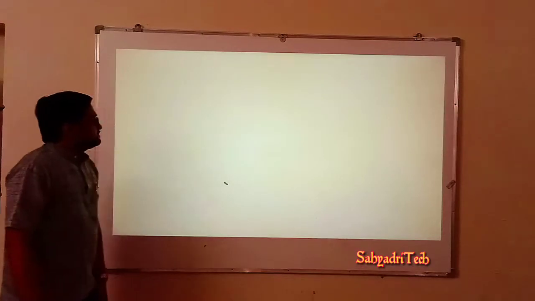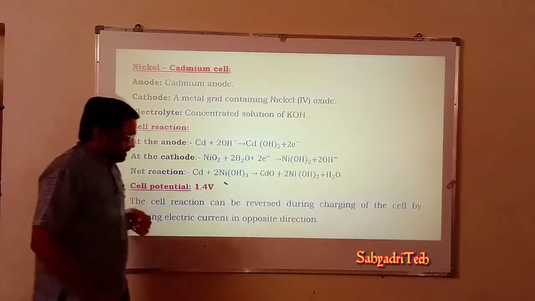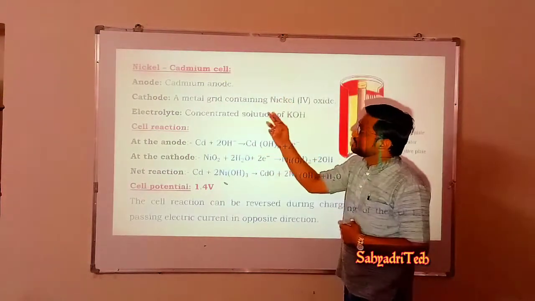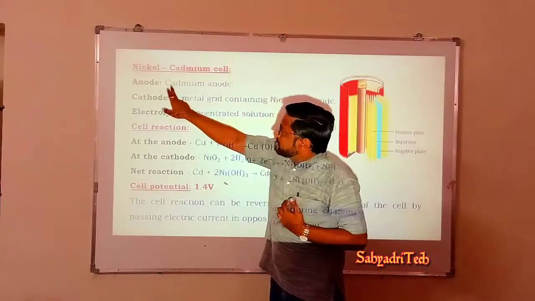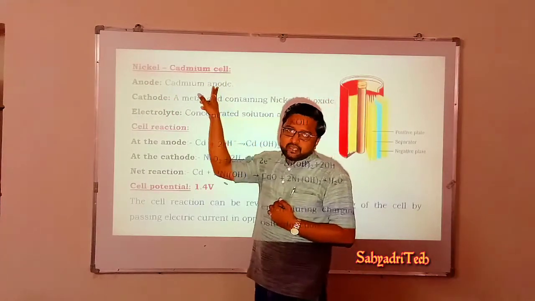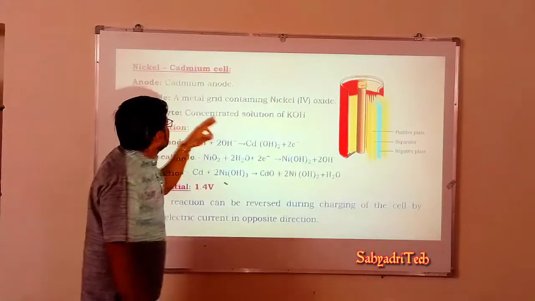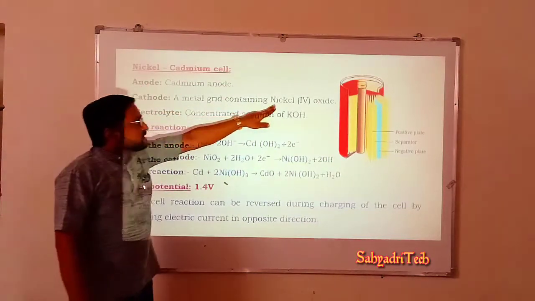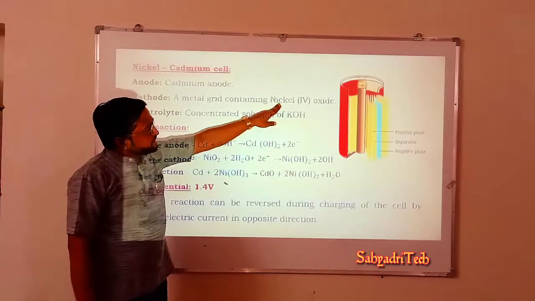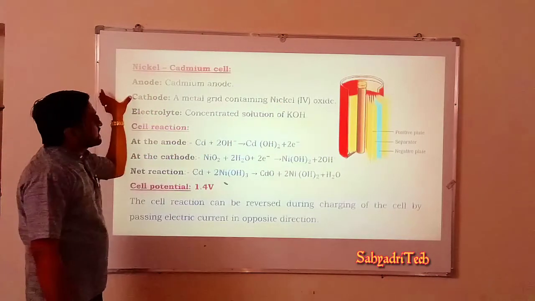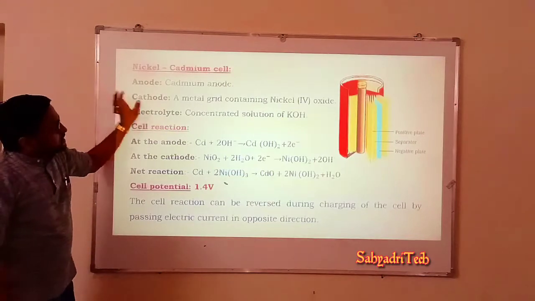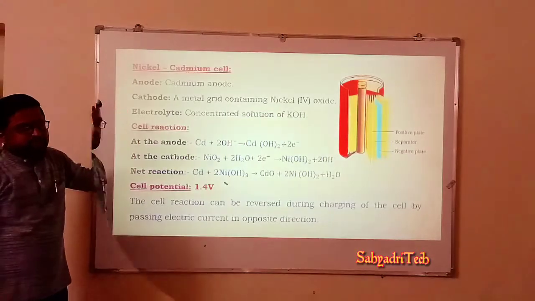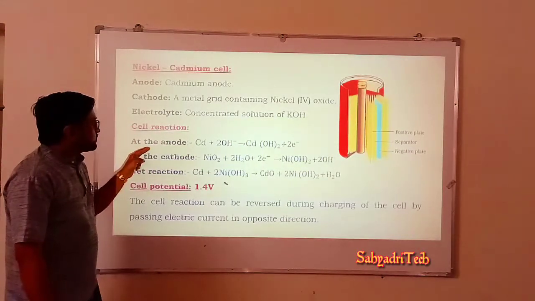Coming to the second one, what is it? Nickel cadmium cell. As the name itself says, nickel cadmium cell. So here, what is the anode? Cadmium is used as an anode. In the cell, cadmium is used as an anode and a metal grid containing nickel dioxide acts as a cathode, and a concentrated solution of potassium hydroxide acts as an electrolyte. Coming to the cell reaction, at anode what happens?